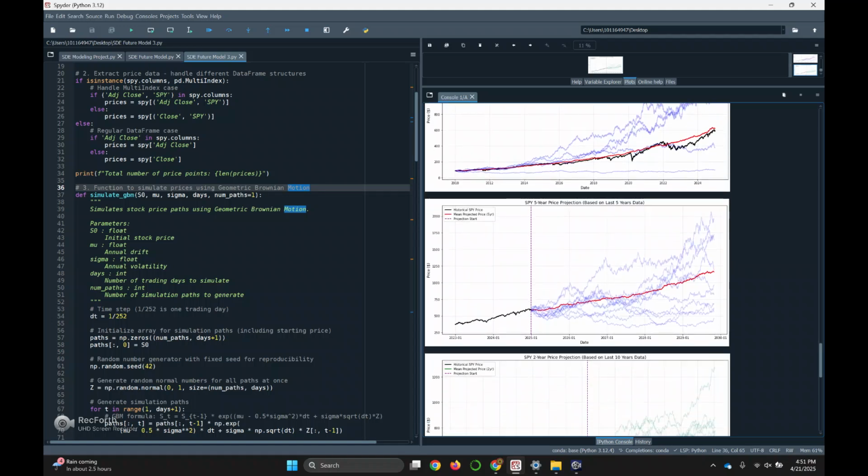So now down here, this is a 5-year price projection, and I'm using 5 years of historical data. So I'm going back from January of 2025 back to January of 2020, and then I'm projecting 5 years out of the future. And so this is about what you'd expect to see, right? This is pretty much exactly what you'd expect to see.